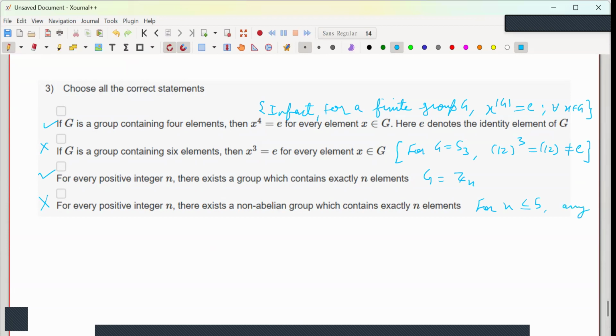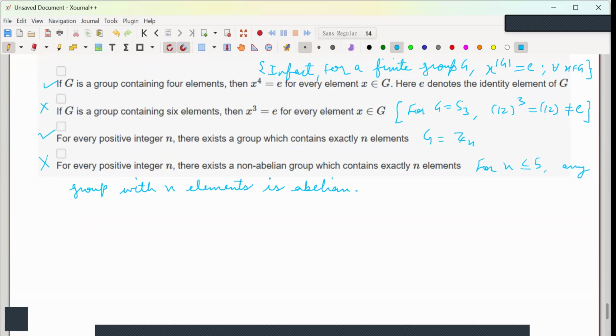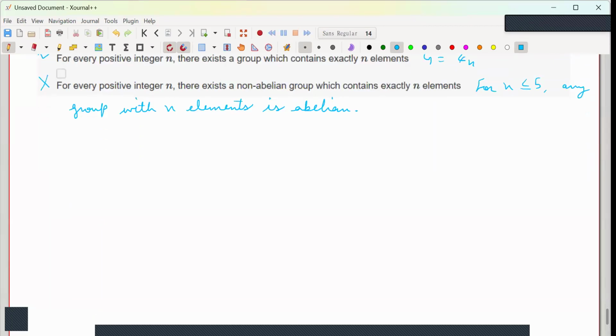any group with n elements is abelian. Good. So maybe we can move to the next problem then.